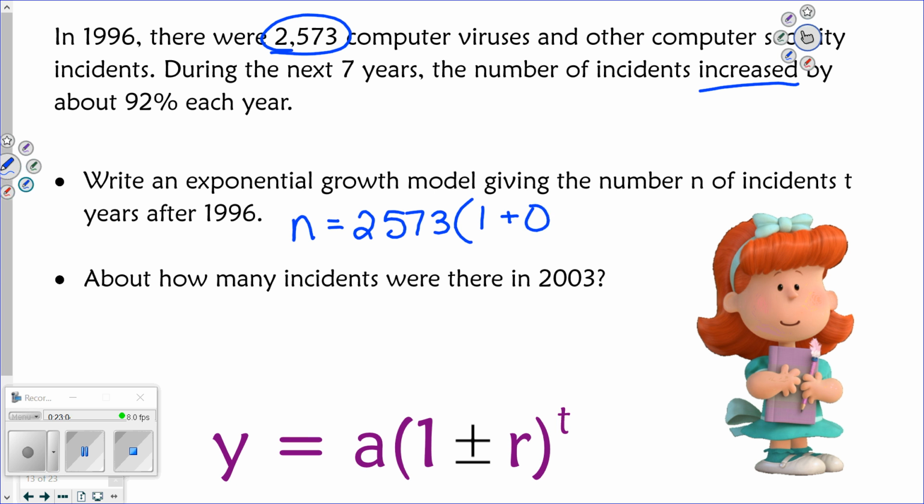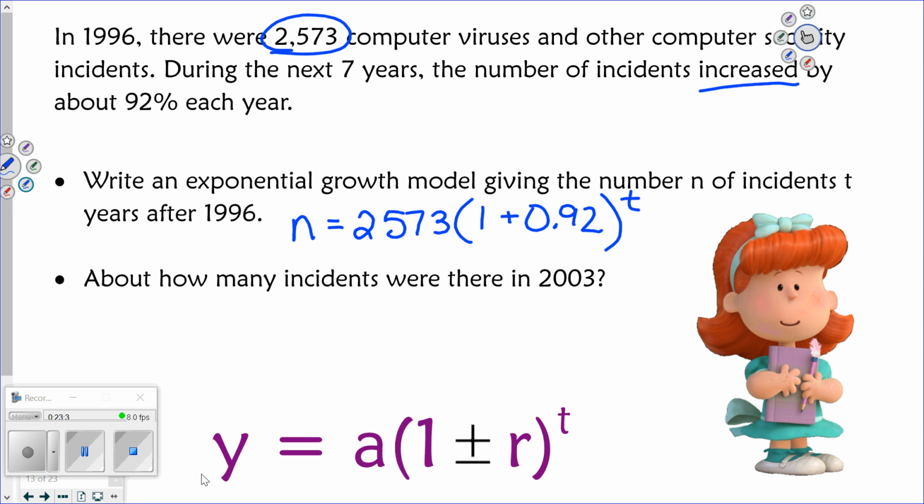92%, which is 0.92. And they want me to use t for years. We're just looking at the model right now. So there's your model. If I asked you 10 years from now, could you just plug in a 10? If I asked you 100 years from now, plug in 100? Okay. So that's a model. The model does not actually have all the parts and pieces filled in.